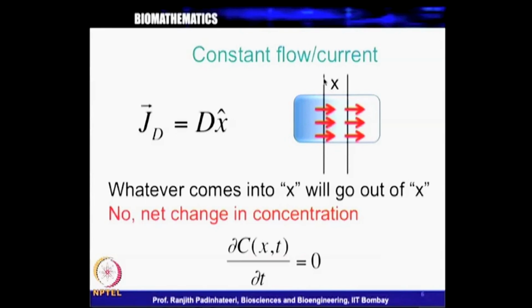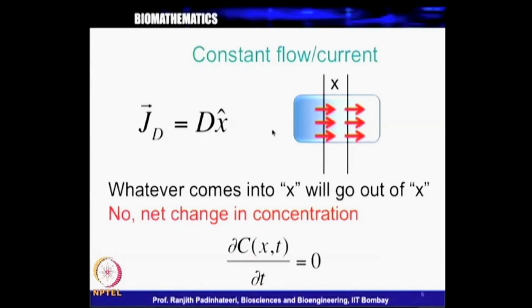So let us discuss a bit about constant current. Have a look at this slide. Here there is a larger concentration, here there is a small concentration, and I am looking at this particular area in this particular position X. These two lines are marking some area in this container. Now imagine that J is equal to D.